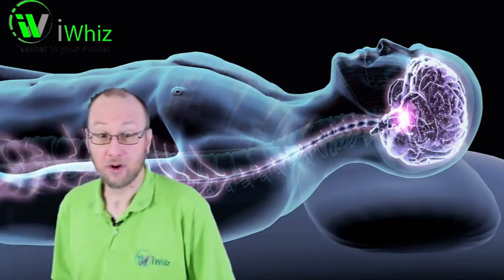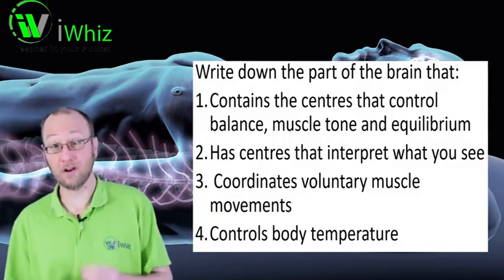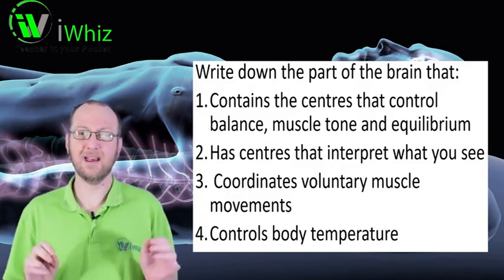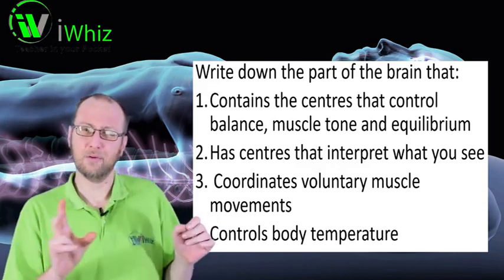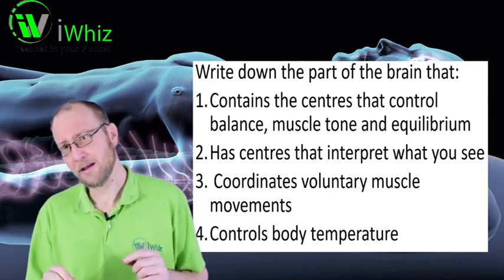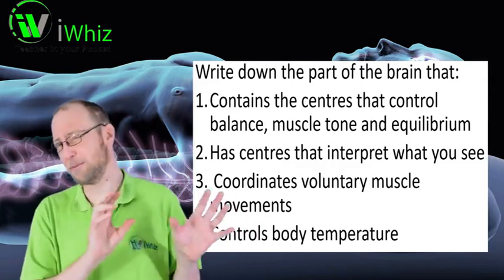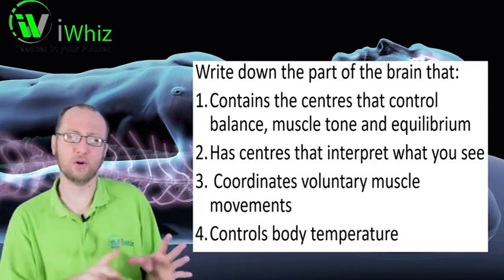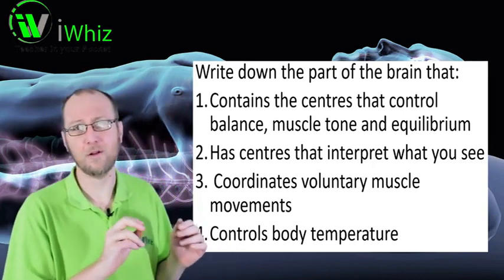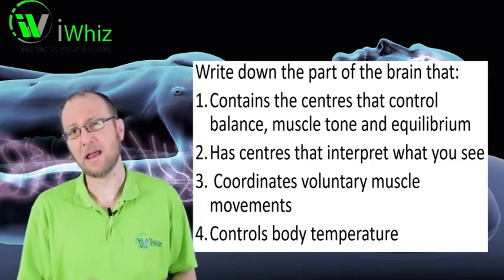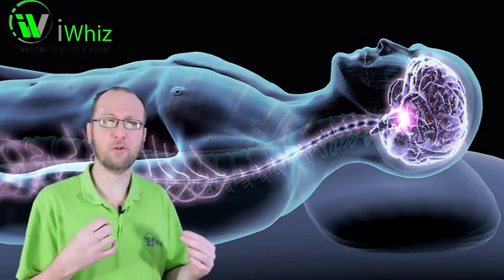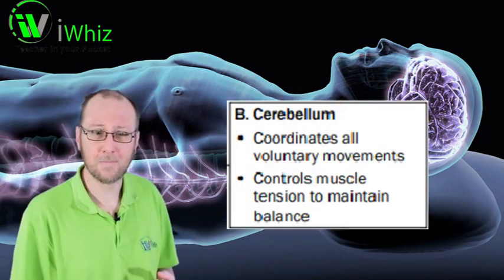Okay, number 3. Coordinates voluntary muscle movements. Okay guys, so we've got to think now and we think back. We did speak about this in the lesson again. So write down the part of the brain that coordinates voluntary muscle movements, and we should remember that the part of the brain that is responsible for this is again the cerebellum.